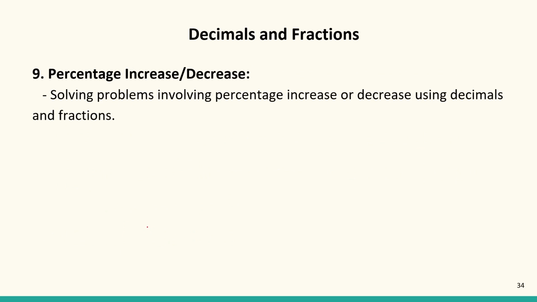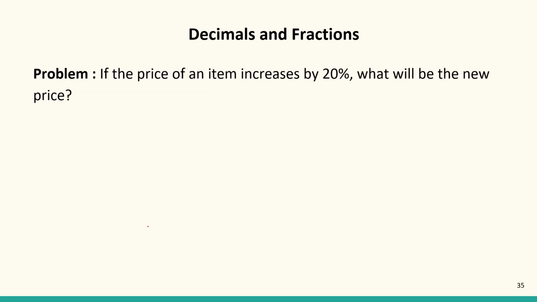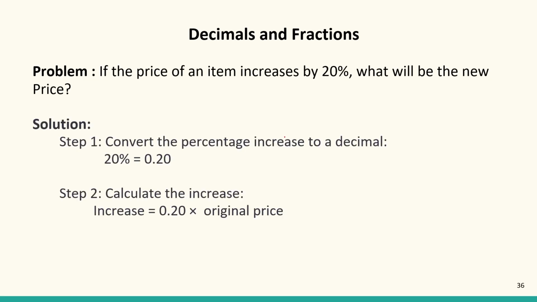So the ninth kind of problem is on percentage increase or decrease. Let's see an example and we'll get a grip on it. So if the price of an item increases by 20%, you have a biscuit down here, and its price jumps by 20%, what will be the new price? So how do we find it?